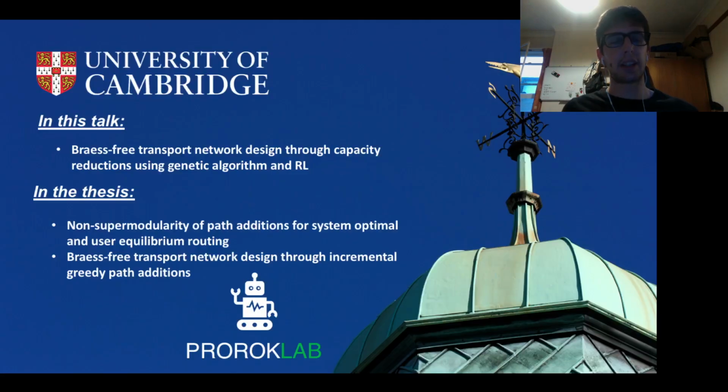So yes, that was it for my talk. Today we have seen how we can design these Braess-free transport networks through capacity reductions, and for this we used the genetic algorithm, and we briefly touched on our reinforcement learning approach. In the thesis you can find two other tasks just as important as this that I was not able to include: we are able to theoretically prove the non-supermodularity of total travel time when paths are added to a transport network, both under system optimal routing and under user equilibrium routing, and also we formulate another design task where we construct Braess-free transport networks through incremental greedy path additions.